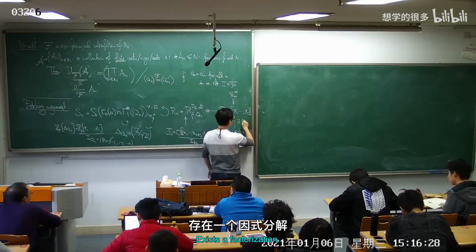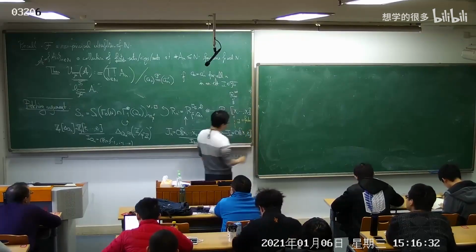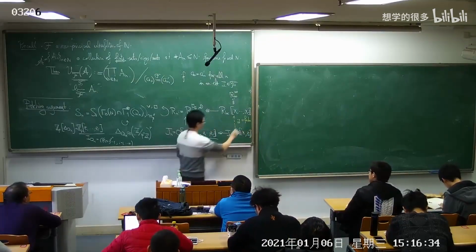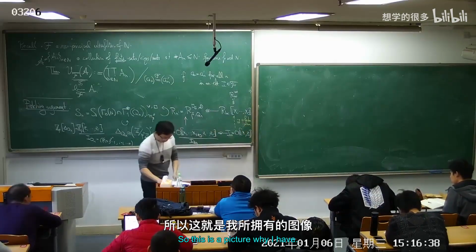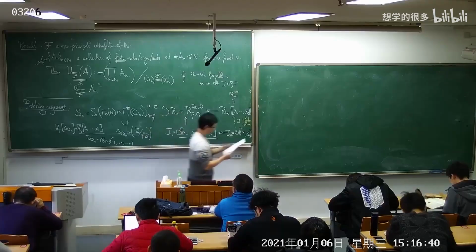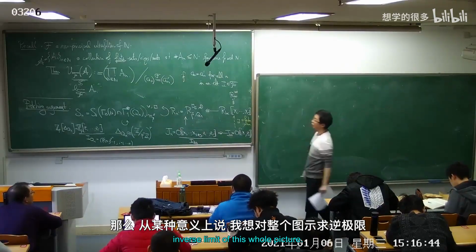There exists a factorization, not unique. So this is the picture I have. Now, in some sense, I want to take the inverse limit of this whole picture.